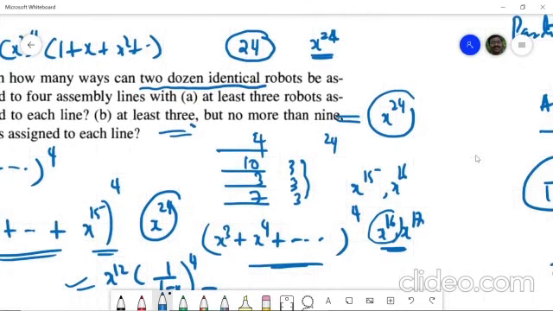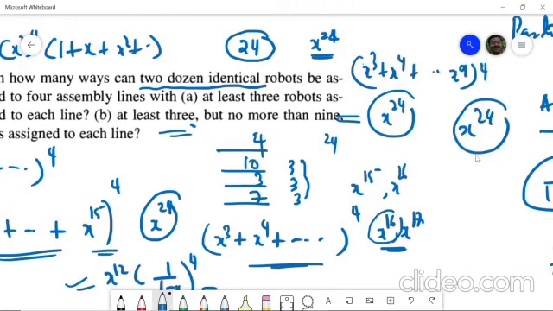When you formulate the second problem, it will be like x cube plus x raised to 4 plus, etc., plus x raised to 9 for each line, the whole raised to 4. Now in this one you have to find the coefficient of x raised to 24. So you have to formulate it like this only. You cannot take x raised to 10 or 11 there, because the maximum power that can come here is just x raised to 9. So we cannot simplify it there.